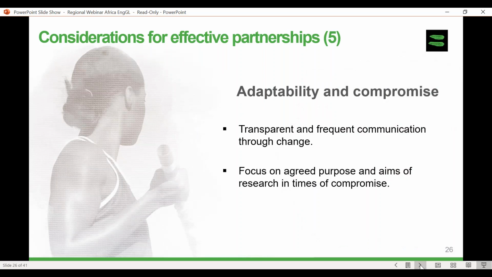Then lastly, also adaptability and compromise, because when it comes to research, it's almost guaranteed that there will be change and there will be challenges. So it's important to be transparent, and communication should be frequent through the change. And in addition to that, try to focus on the agreed purpose and aims of the research in times of compromise. Next slide, please.